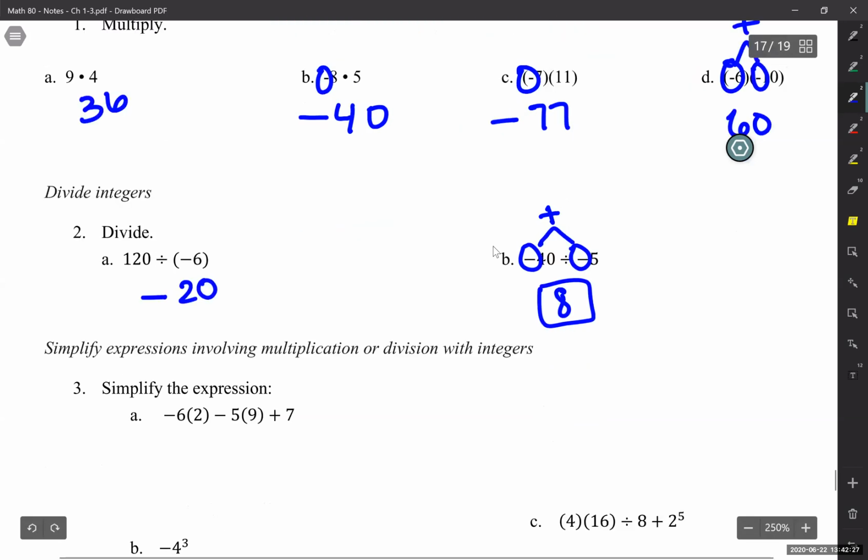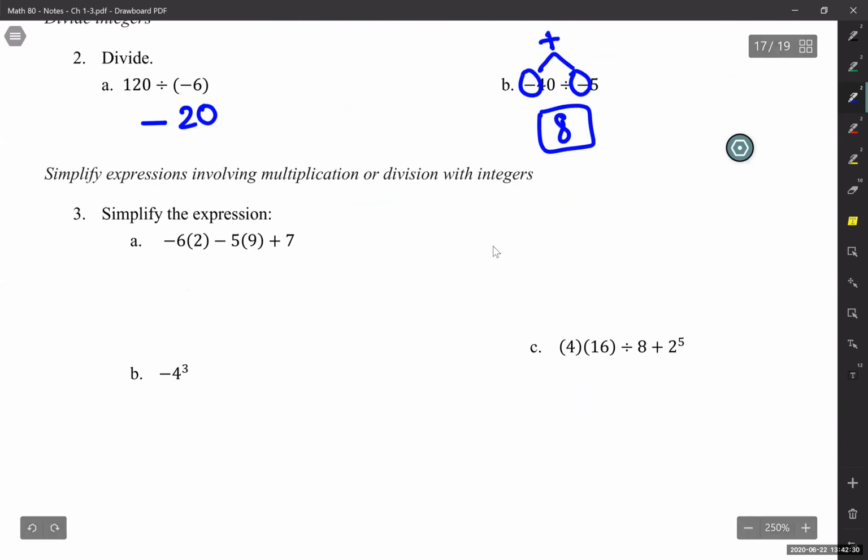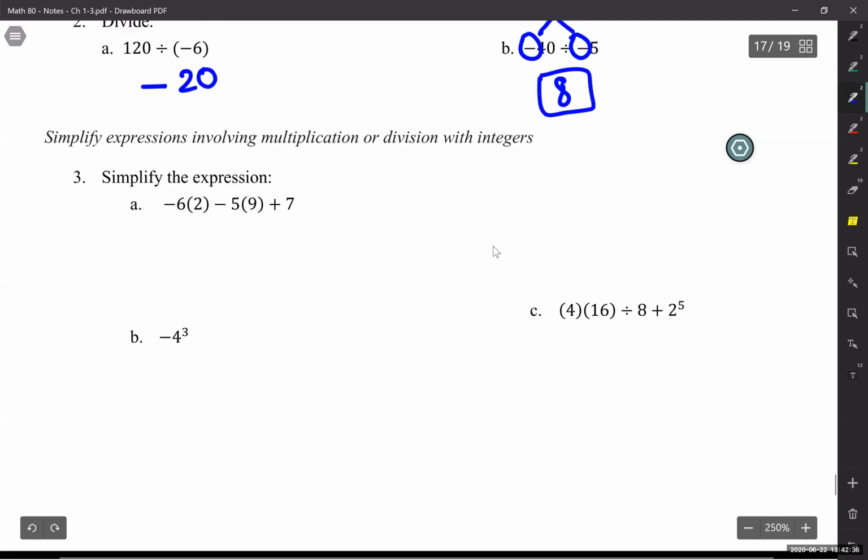So now we can really get into simplifying, not only with parentheses in here, but you'll notice there are some exponents in this section as well. Okay, so order of operations, we have to do the parentheses first. Actually, these parentheses mean multiplication, so we're going to do the multiplication in order from left to right. Negative 6 times 2 is negative 12, minus positive 5 times 9 is 45, plus 7. I'm going to change the subtraction to addition by making that a negative 45.